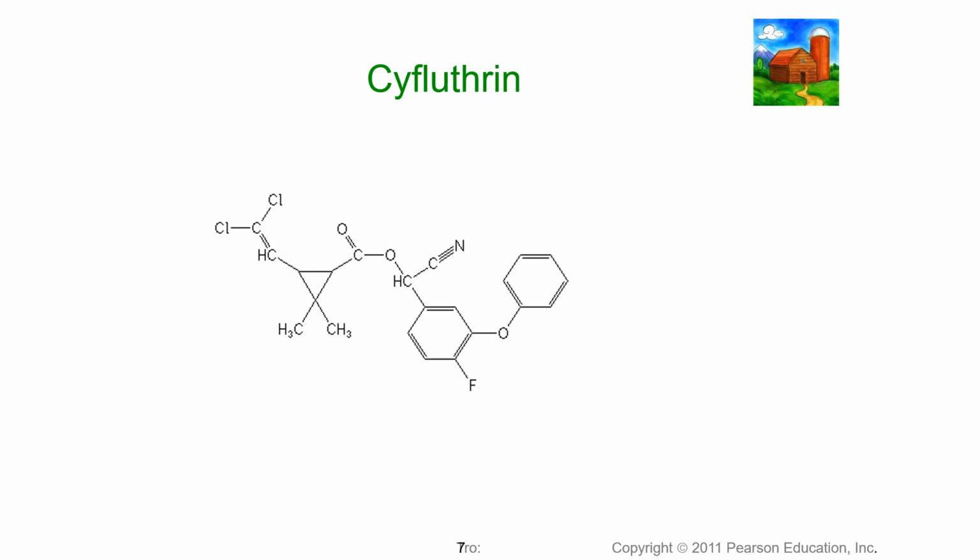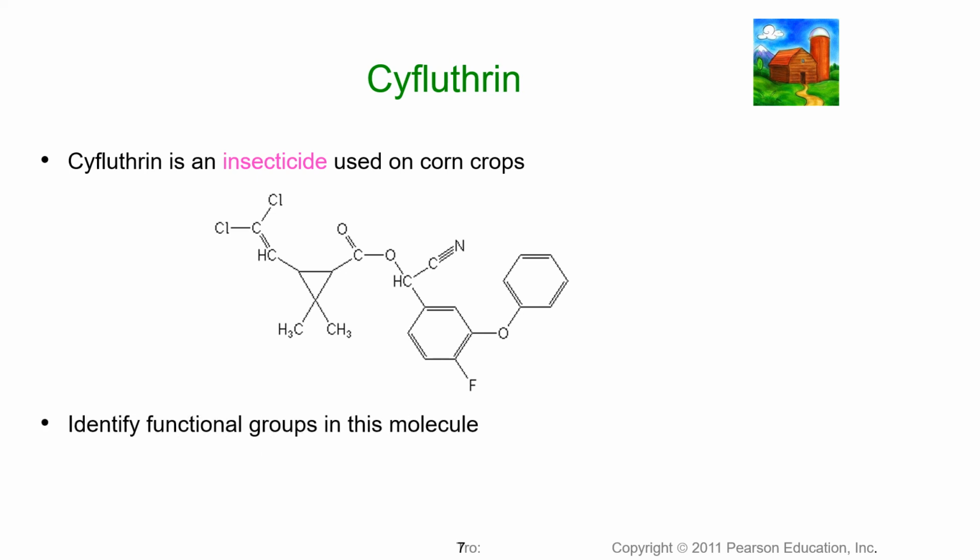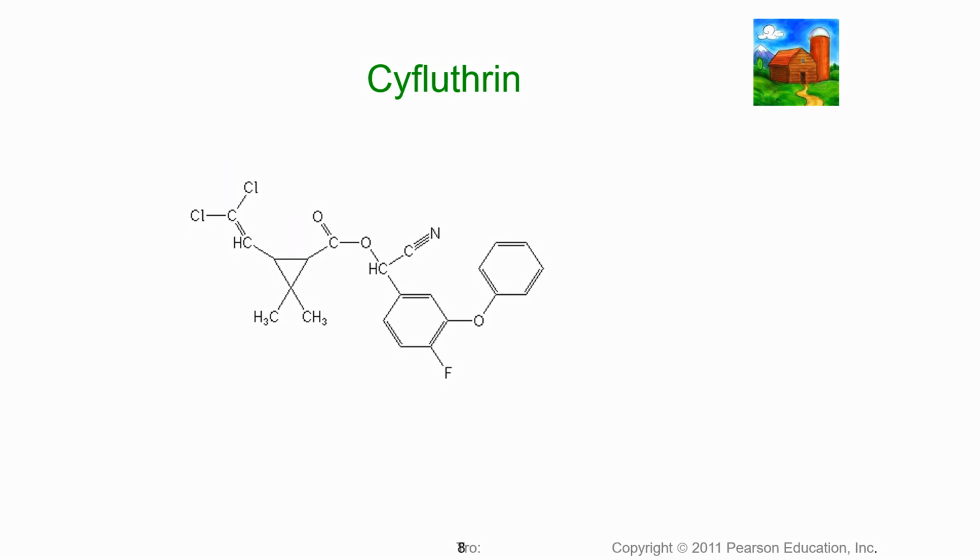So here's an example for you. This is an insecticide that can get used on corn crops. Which functional groups can you spot? Pause the video and identify the functional groups. Which functional groups did you spot?